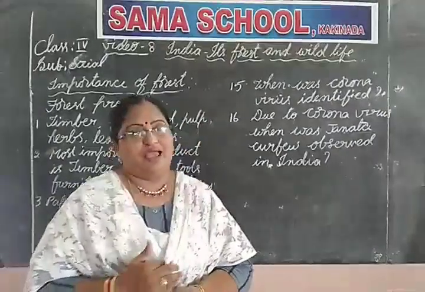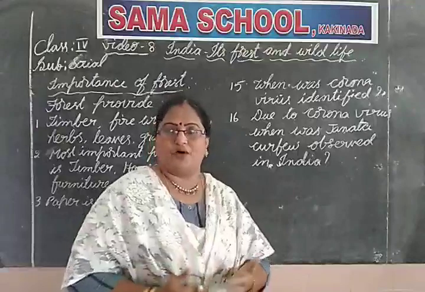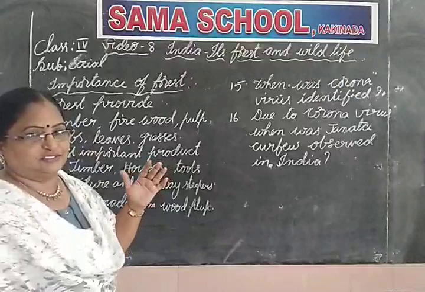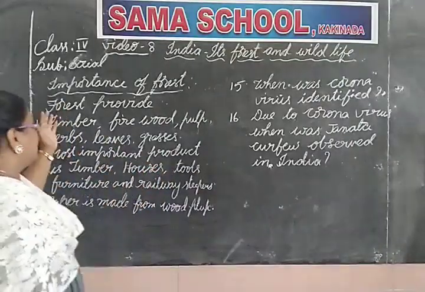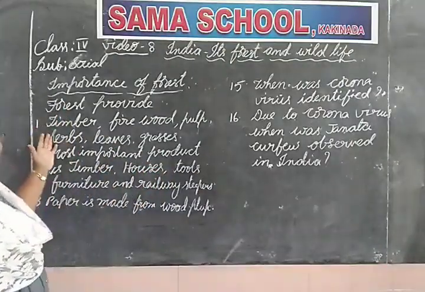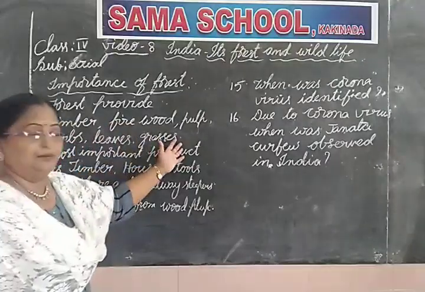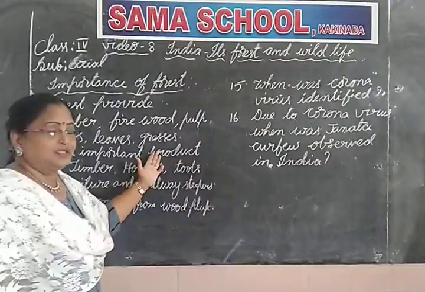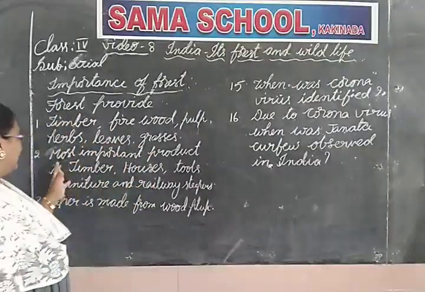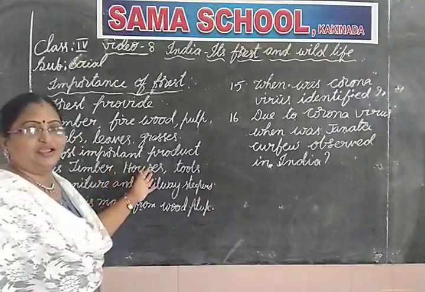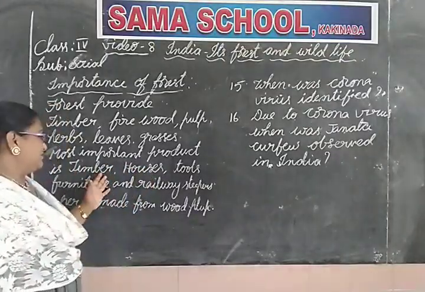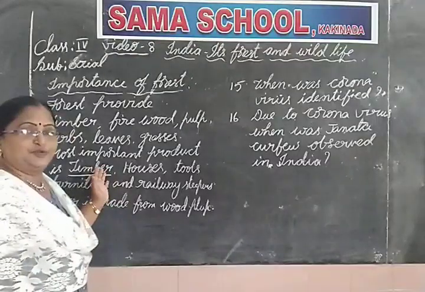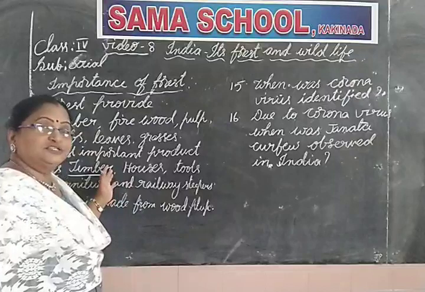But one more time, I am telling you the simple points. What are those points, children? How are forests useful to us? Forests provide us timber, firewood, pulp, herbs, leaves and grasses. Among all these, the most important product from the forest is timber. What is timber? Timber is wood, I told you. For the detailed explanation, you have to watch video 7.